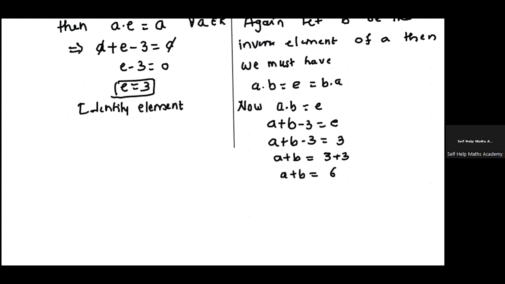So B will be equal to 6 minus A. So hence B equal to 6 minus A is the inverse of A. So this is the inverse element, and we have got identity element E is equal to 3. So this is how we are supposed to find out the inverse element and the identity element of a given problem.